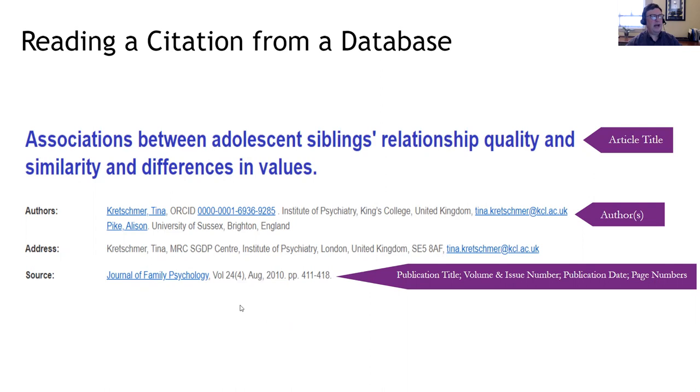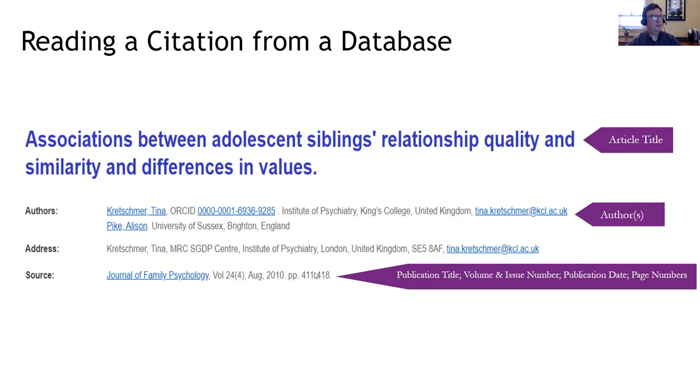So even though I would be accessing this electronically as a PDF, there's still a print publication, and if I went to that print publication, which you probably wouldn't, but in the past, that's the way you would have accessed it, it would be on these pages. And again, in other styles, you may see a 24 and then dot four. The first one's always the volume number, and the next one's always the issue number.